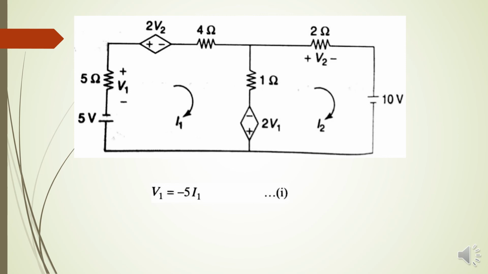So we will write the equations for V1 and V2 first. According to Ohm's law, V is equal to IR. I means I1 here for mesh 1 and the resistance is 5 ohm in this mesh. So V1 is 5I1. But since the voltage polarity is opposite to the polarity of current, the negative sign is indicated here. So V1 is minus 5I1. Similarly, for V2, it is 2I2.